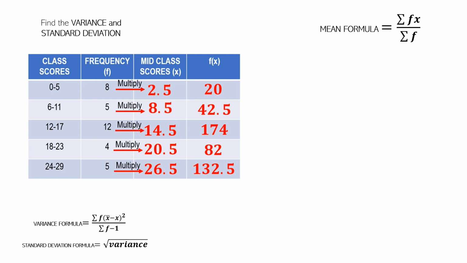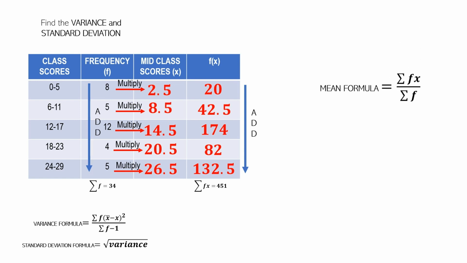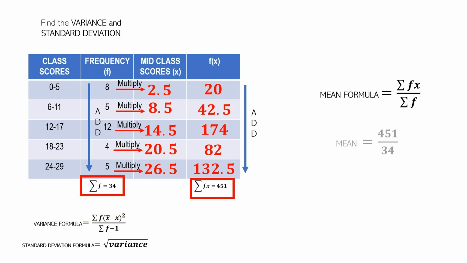All we need to do is add the products of frequency and mid-class scores, or f times x. We have 20 plus 42.5 plus 174 plus 82 plus 132.5 is 451. Next, add the frequencies. We have 8 plus 5 plus 12 plus 4 plus 5 is 34. Lastly, we substitute in the formula. The summation of the product of frequency and mid-class scores is 451, divided by the summation of frequency which is 34. So, 451 divided by 34 is 13.265. Round your answer to the nearest thousandths.